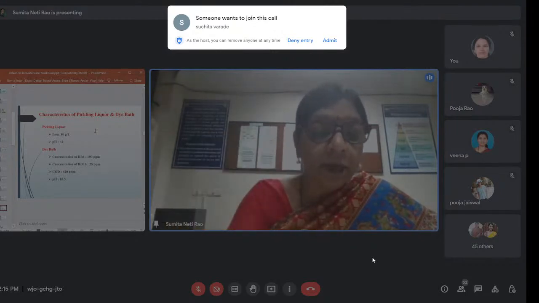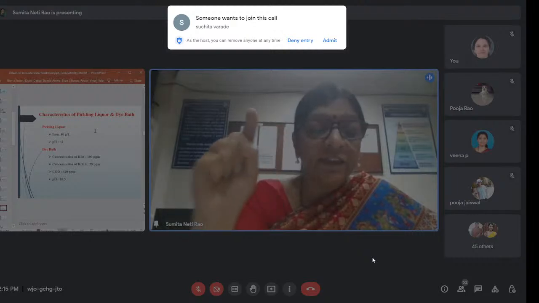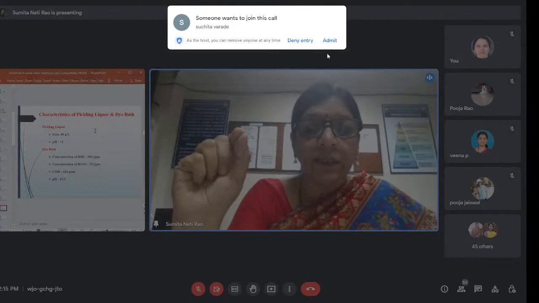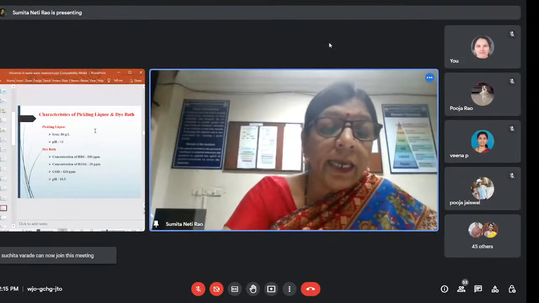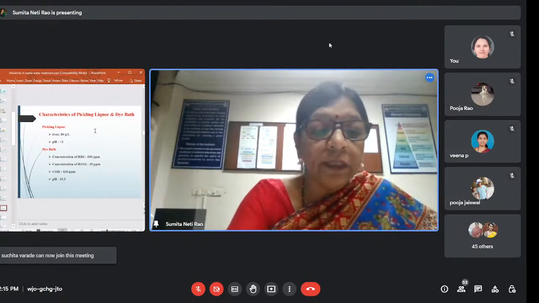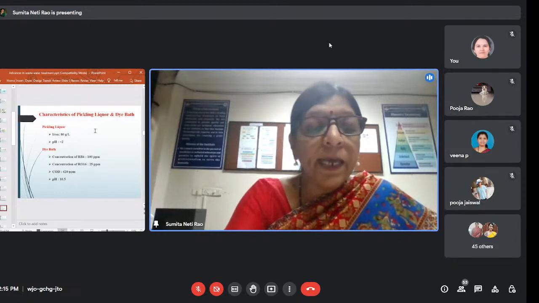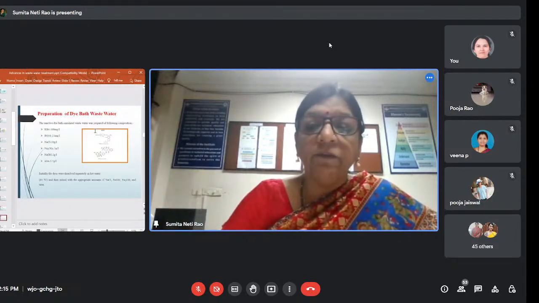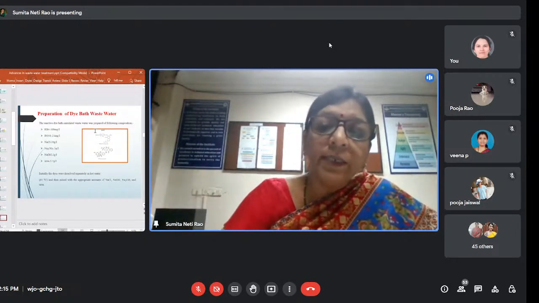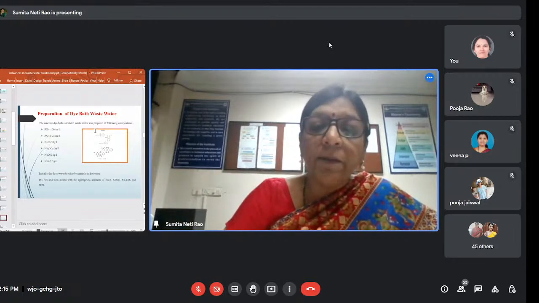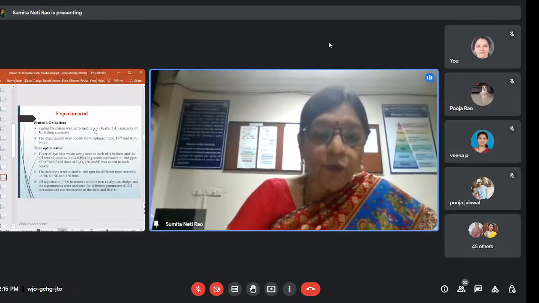That is RB4, reactive blue 4, and RO16, reactive orange 16. The initial COD, chemical oxygen demand, of this particular wastewater was 420 ppm, and the pH was 10.5. Now, this is how the dye bath wastewater was prepared by our group.